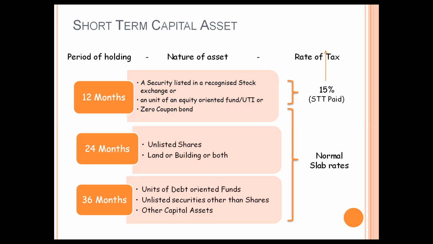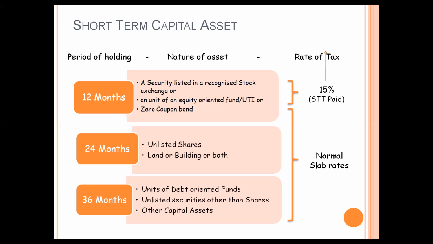Next is 24 months: unlisted shares and land or building or both. If these 2 assets are held for a period less than 24 months, then it constitutes a short-term capital asset. 36 months: what is a short-term capital asset in case of 3 assets held for a period less than 36 months? Units of debt-oriented funds, unlisted securities other than shares, and other capital assets.